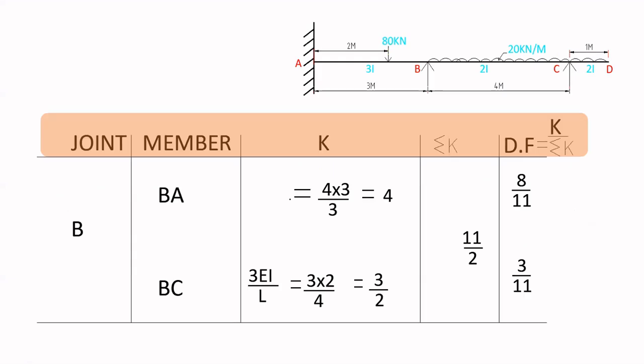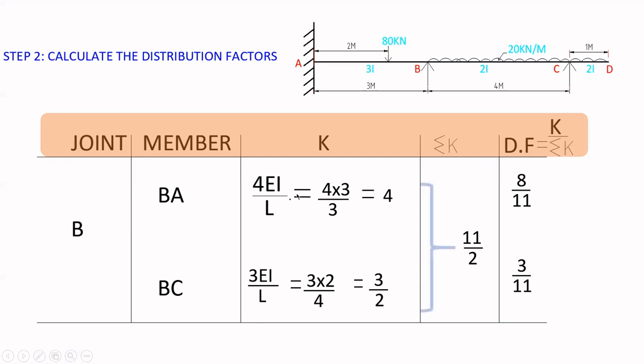The next step, number 2, is to calculate the distribution factor. We only have one joint, that is joint B. If the far end is fixed, we use 4EI over L. If it is an intermediate support, you use again 4EI over L.